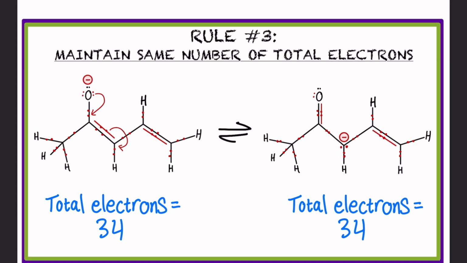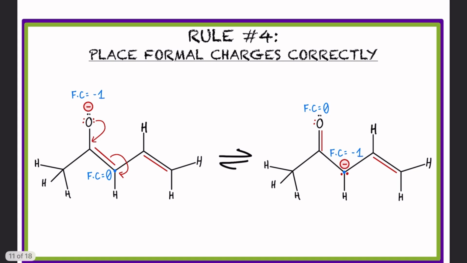Rule number 3. Maintain the same number of total electrons. You are just redistributing them, not adding or removing. Rule number 4. Place formal charges correctly. If electrons move away from an atom, it becomes more positive, just like how this oxygen went from -1 to 0. If electrons move towards an atom, it becomes more negative, just like how this carbon went from 0 to -1. Calculate the formal charge each time to make sure.